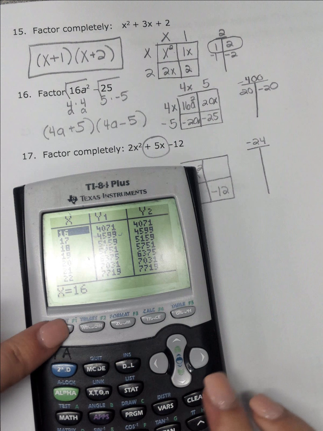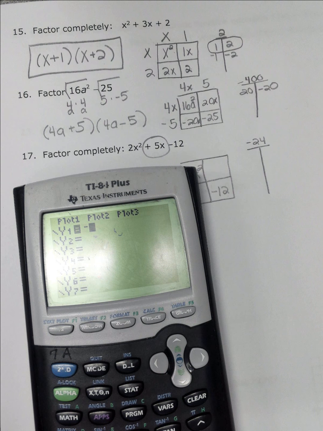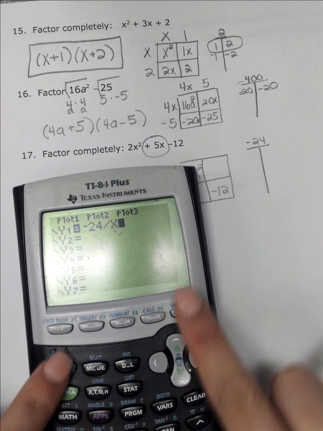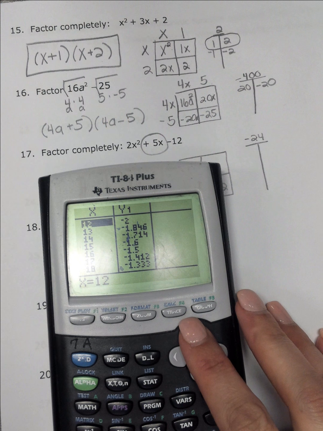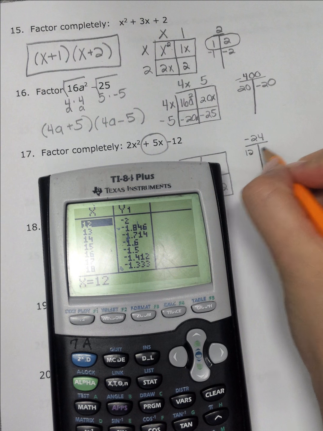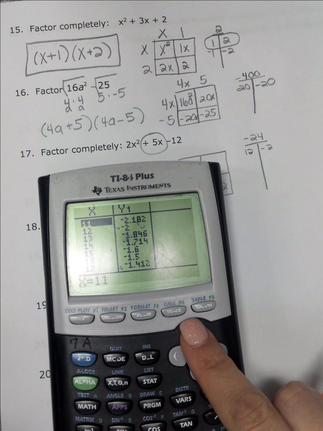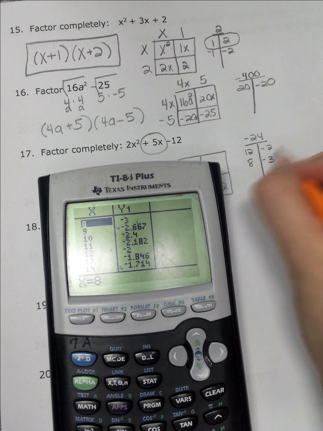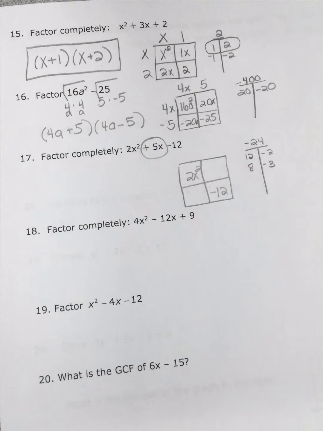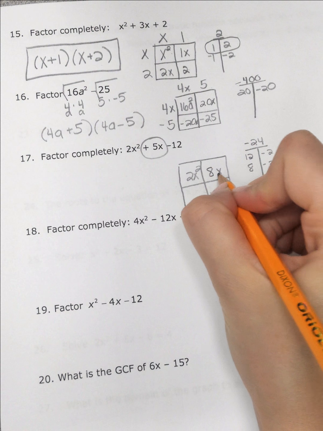So we'll go to y equals negative 24 divided by x. And I want them to add to give me a positive 5. So we've got a 12 and a negative 2. That's a positive 10. 8 minus 3. Yeah, that's 5. So I have 8x minus 3x.